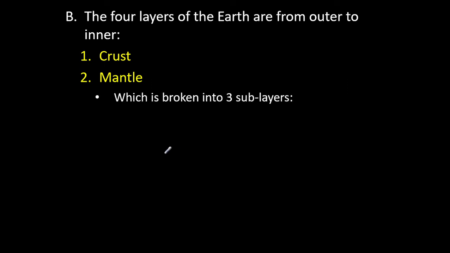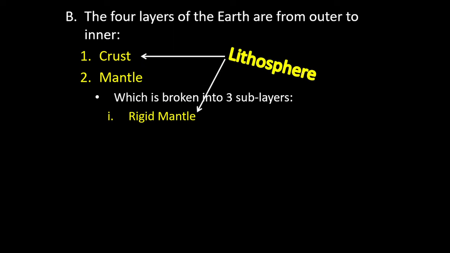Because you notice this says rigid mantle, the asthenosphere plastic mantle, and then we have stiffer mantle. So these three parts here are actually considered the mantle, right? But the mantle is actually broken down into three different sublayers, and we got the first one already. The first one is the rigid mantle. Again, the rigid mantle, when we combine that together with the crust, becomes the lithosphere. Again, the rigid mantle and the crust becomes the lithosphere.